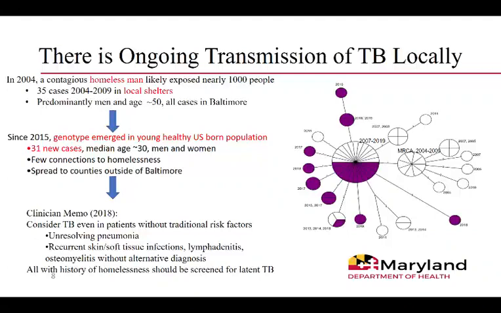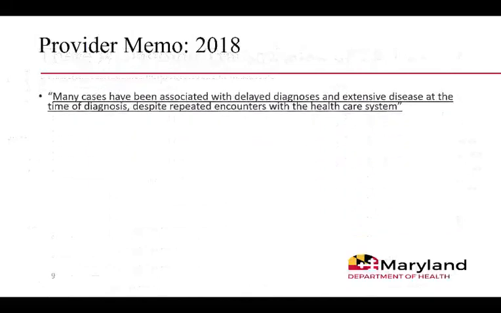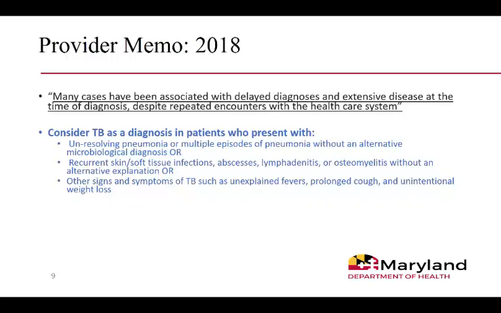Consequently, we have had genotypically linked cases, more than 30 of them in fact, in Baltimore as well as in surrounding counties in Maryland since 2015, and currently most of the cases that we are seeing are not connected to homelessness, and in many instances have been found in individuals that are younger with a median age of approximately 30 and affecting both men and women. A clinician's memo was therefore developed in 2018 by the Maryland Department of Health, and some of the key points to note are that individuals should be considered and evaluated for tuberculosis, in particular when individuals present with unresolving pneumonias or recurrent episodes of pneumonias without an alternative diagnosis.